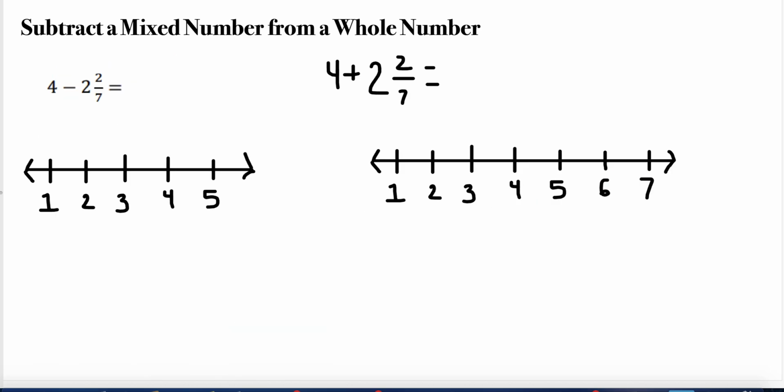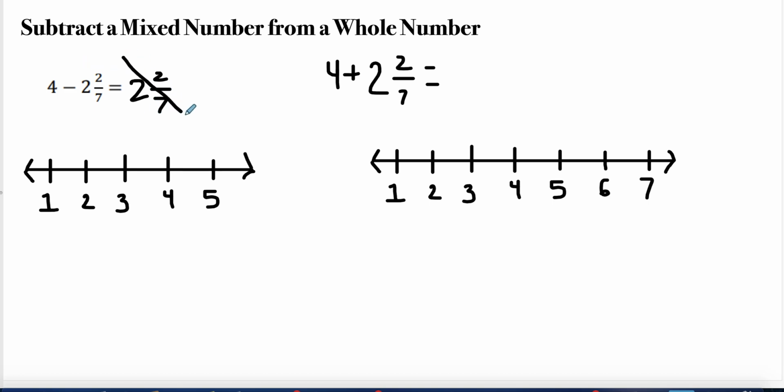I want to subtract a mixed number from a whole number. While number lines might not be the best strategy to solve, they can help you picture which two whole numbers your answer would lie between. So one thing that you might be compelled to do is just to say, okay, 4 minus 2 is 2, so the answer would be 2 2/7.